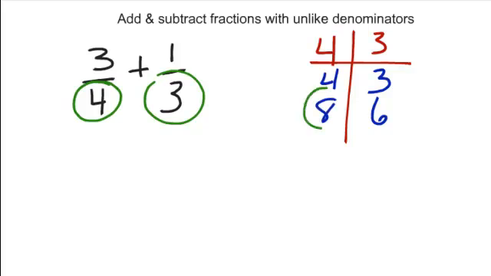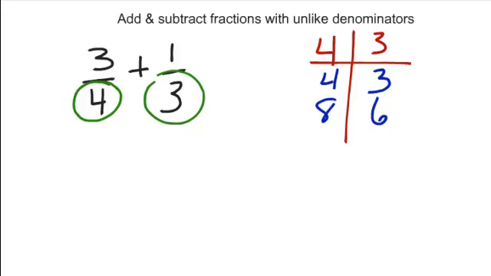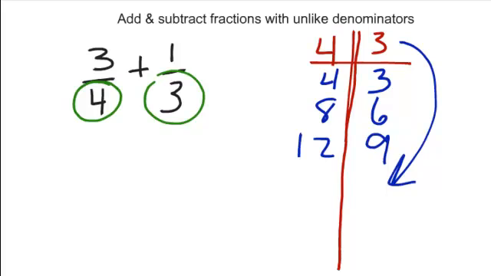Now, as you can see, the 8 has passed the 6 on this side, so we're going to jump over to this list so that we can continue to see if we can find a common multiple. So the next multiple of 3 is 9. And now I've passed the 8, so I'm going to jump over to the column for the 4. Let me go ahead and make this line a little longer. The next multiple of 4 is going to be 12. I've passed the 9, so we're going to jump over to that side. And the next multiple of 3 is going to be 3 times 4, which will give me 12.